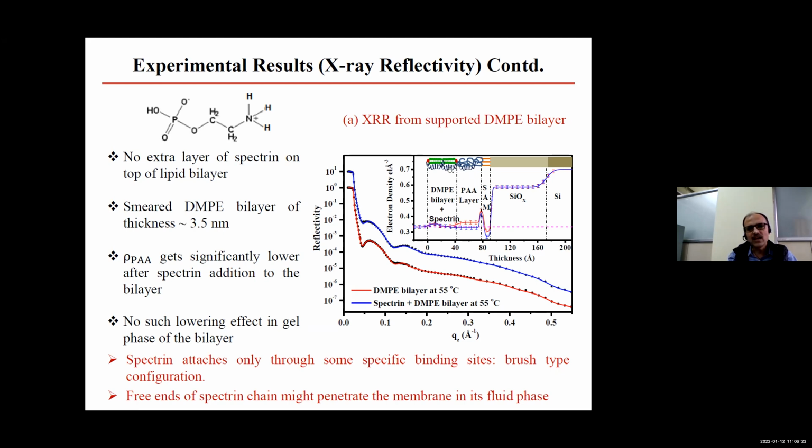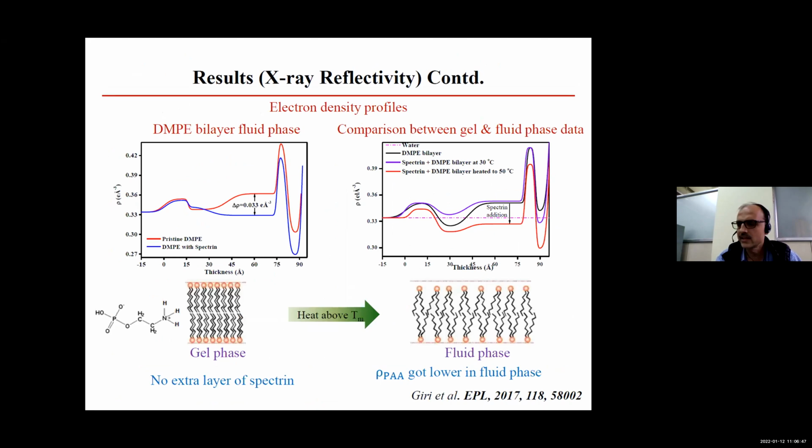Instead, in the conjugate, what he proposed is a brush kind of structure. Because of the brush, we do not see much contrast between the water and the water-spectrin layer. So we don't see a big jump in electron density, and X-ray is not sensitive to that extra layer.